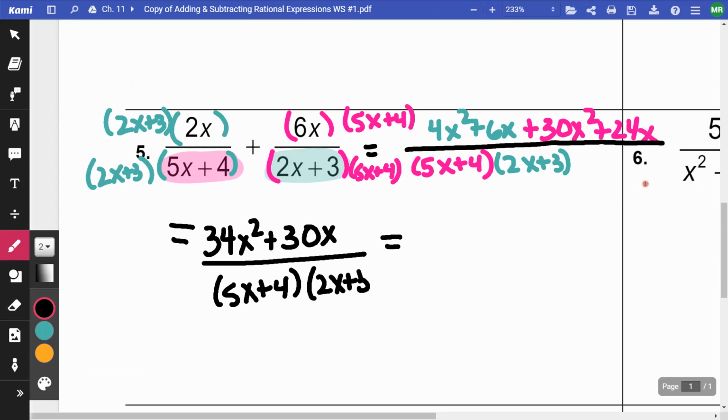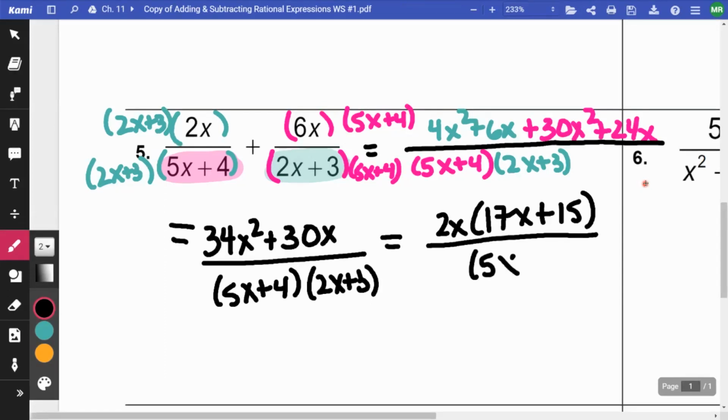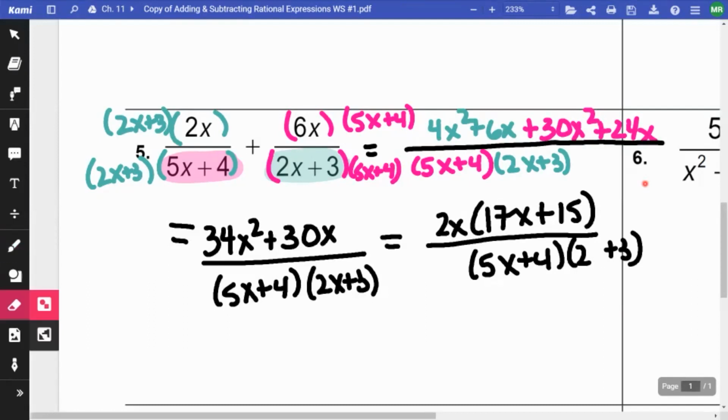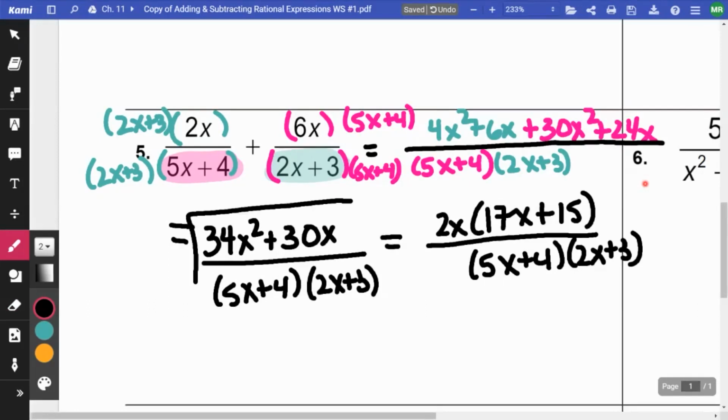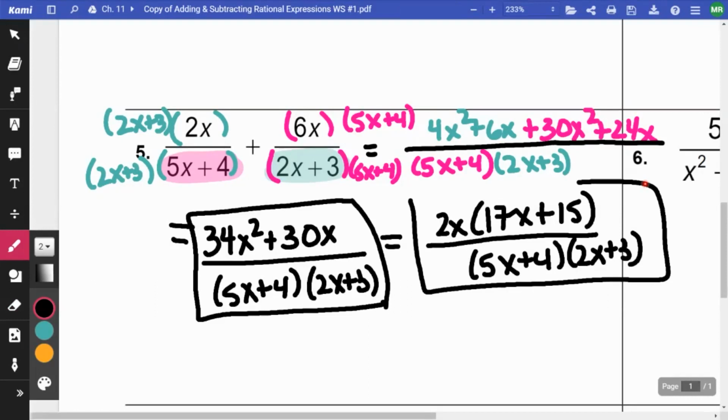I can factor the top. I can take a 2x out from the top. And when I do, I'm going to get a 17x plus 15. Now, none of that's going to cancel with my 5x plus 4 or my 2x plus 3. So I could leave it in either form, where we have it left like this, or we have it factored on top. Both of those are acceptable.